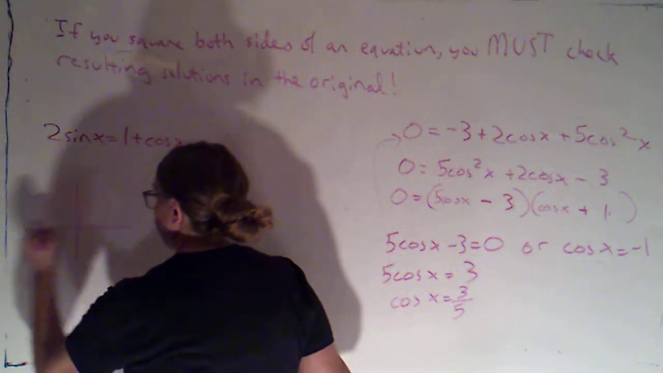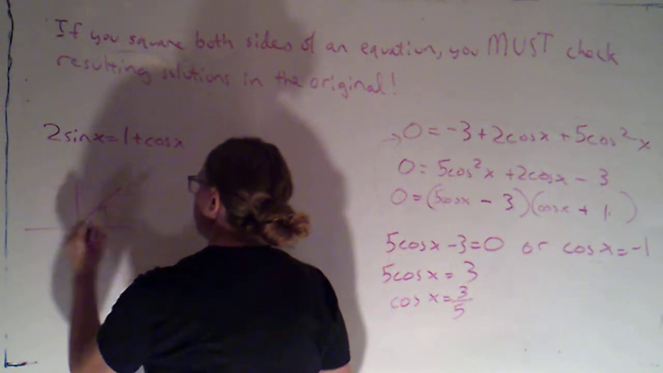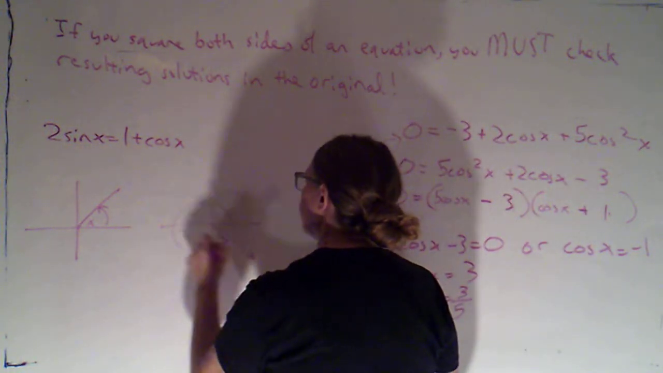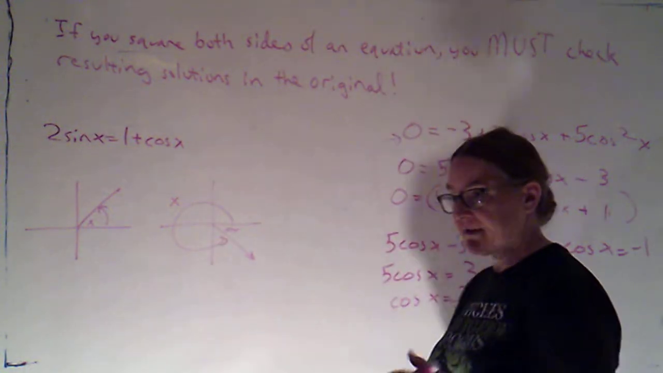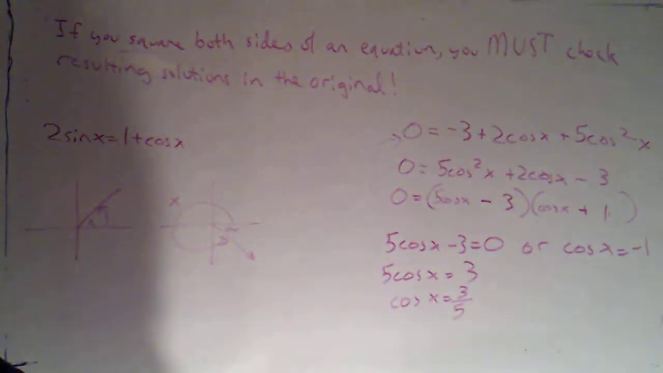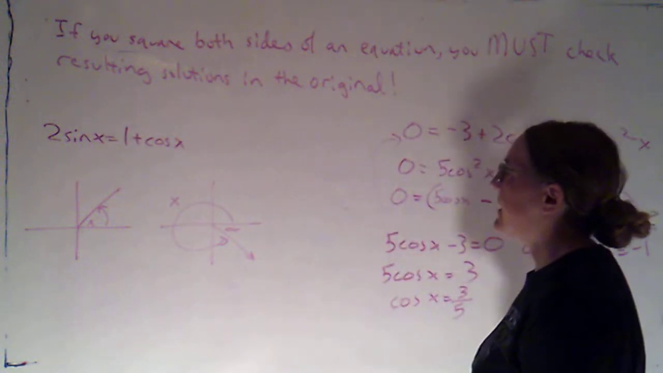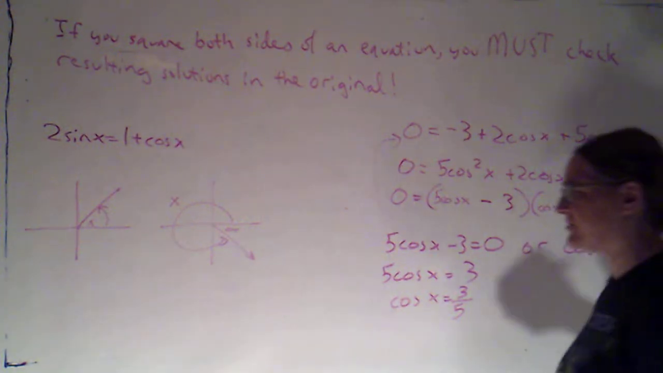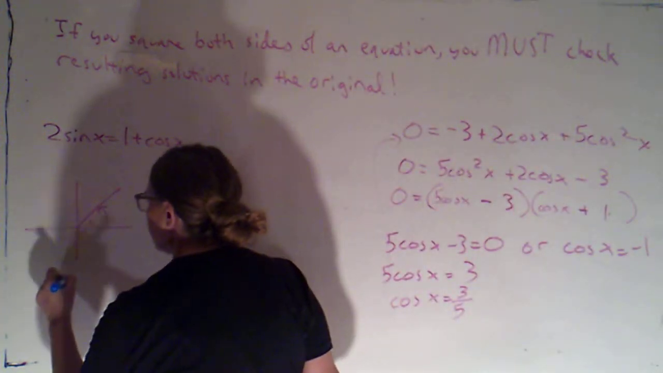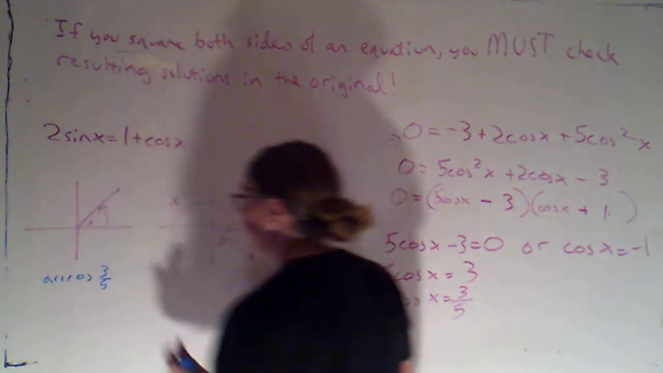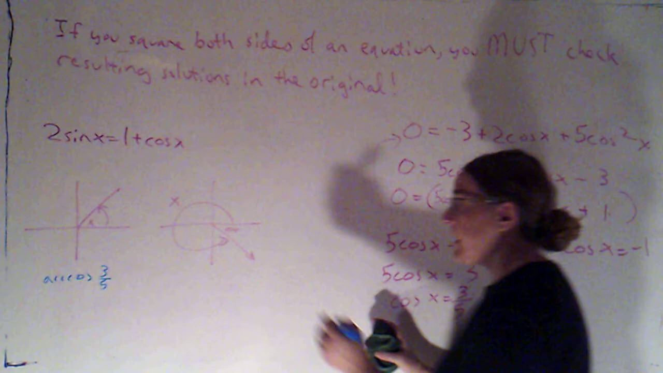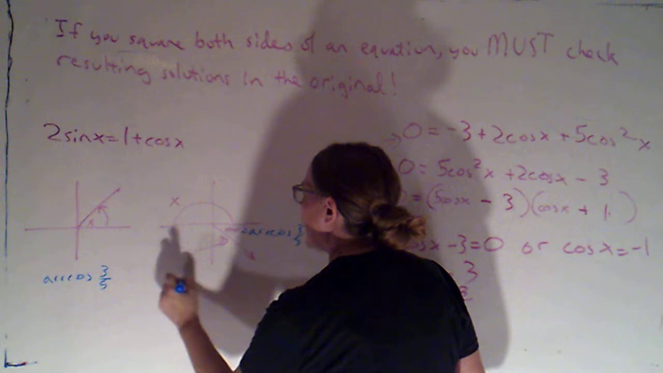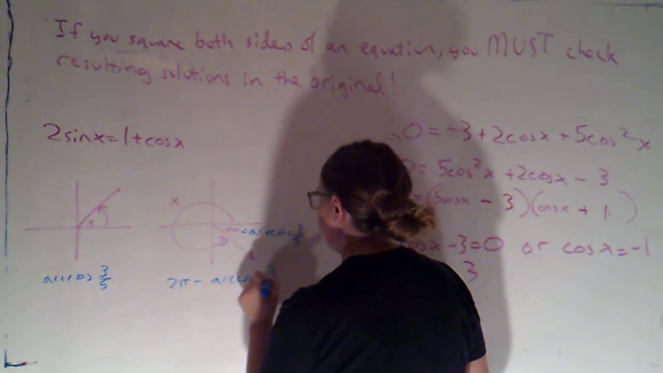So, cosine is certainly positive in quadrant 1. The other quadrant where cosine is positive would be quadrant 4. So I'd have to have a reference angle there of alpha. Okay. So, 3/5, not a number that's going to show up in one of my special triangles. So this is just going to be arc cosine of 3/5. And then here, my alpha would be that same angle, arc cosine of 3/5. So this would be 2 pi minus arc cosine of 3/5.